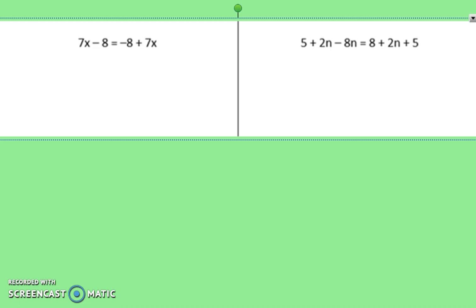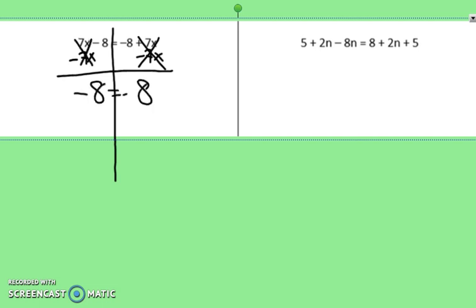If we look at our third example, again, there's no distributing to be had. There's no combining like terms, so I'm going to start with my variables. If I start on the right-hand side and it's positive 7x, I'm going to subtract 7x on both sides. The right-hand side cancels. If we look, the left-hand side cancels, and I'm left with -8 equals -8.